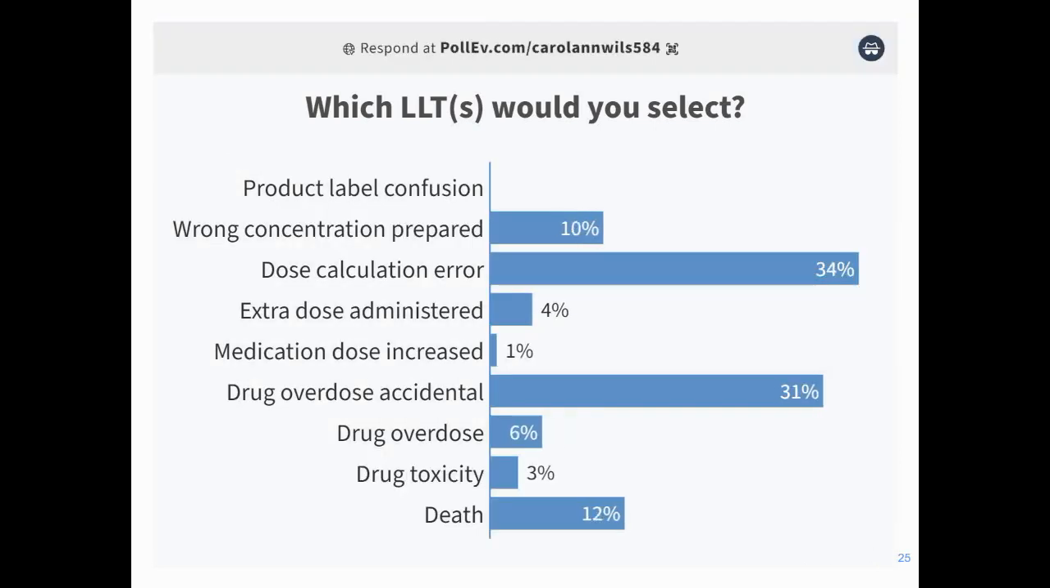Let's look at what you're voting for. Wrong concentration prepared, dose calculation error, and drug dose accidental seem to be the favorites here. Several of you would also quote the death of the baby, and there is some discrepancy here. Most of you would go for drug overdose accidental, others only for drug overdose. So let me close the poll. Thank you for joining.